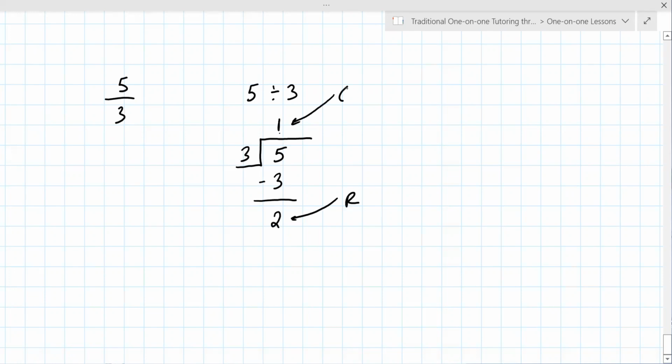This 1 is your quotient, and the 3 is the divisor. So you write your answer this way: quotient, remainder over divisor. So the quotient is 1, the remainder is 2, and the divisor is 3. Now let's look at what we started. We started with 5/3 and we wrote 1 and 2/3.